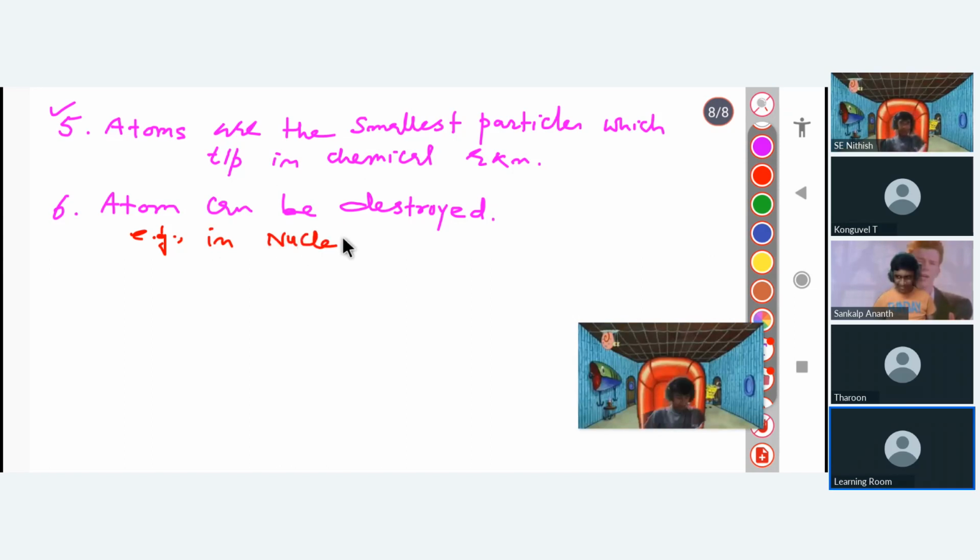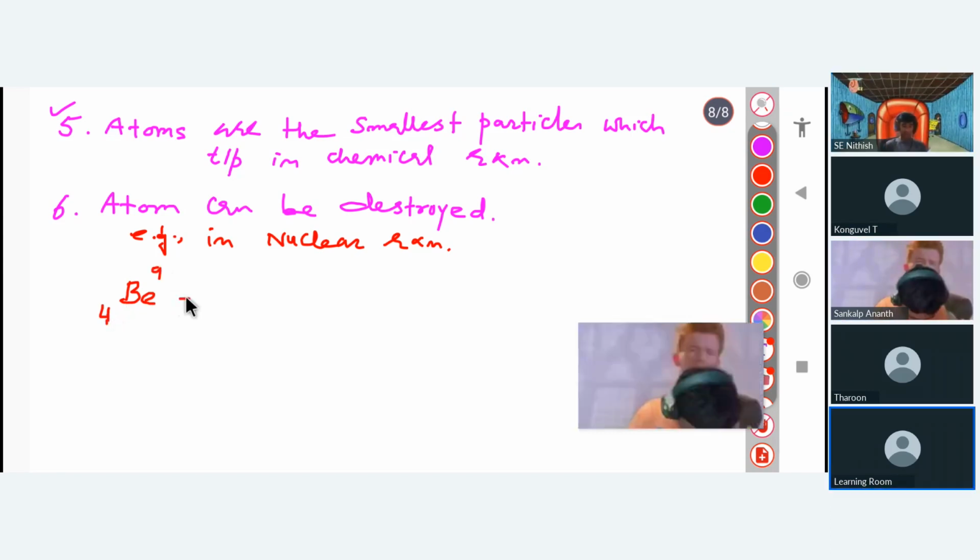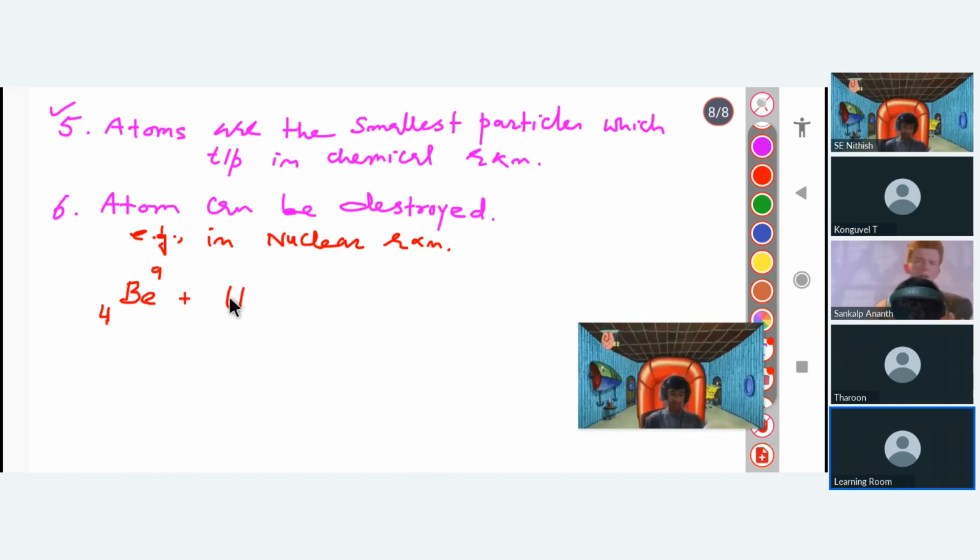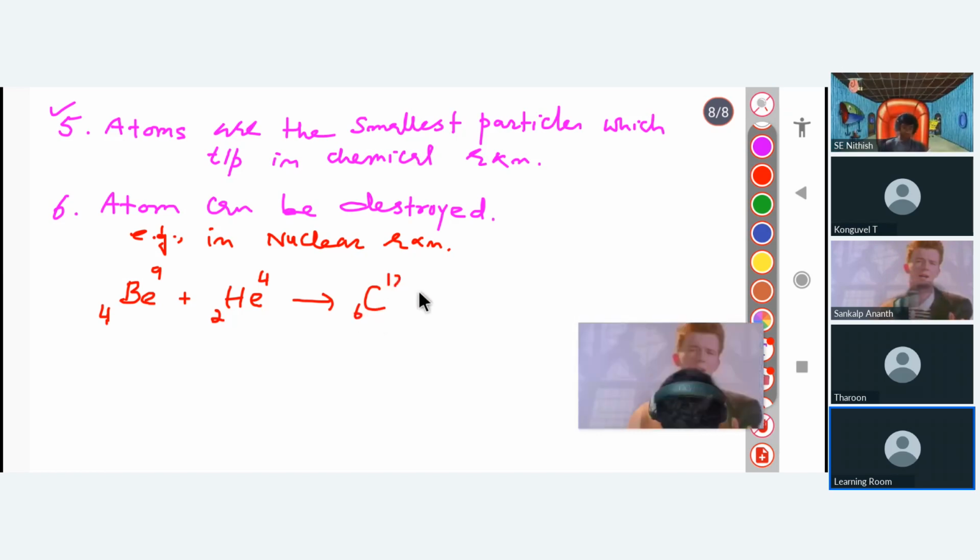In nuclear reactions we can destroy this atom. For example, this is my beryllium. What is the atomic number of beryllium? It is 4, right? What is the mass? It is 9. Now when it is reacted with the helium nucleus, helium is having atomic number 2, mass number 4. Now what we get here? We get here carbon, that's atomic number 6 and 12. And we also get a tiny particle, that's actually the neutron, which we will study ahead in the discovery of neutron. So this is my neutron, n01.